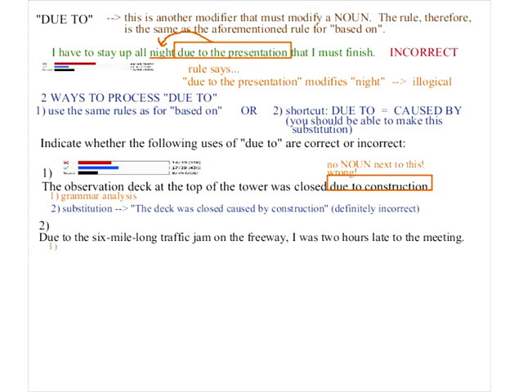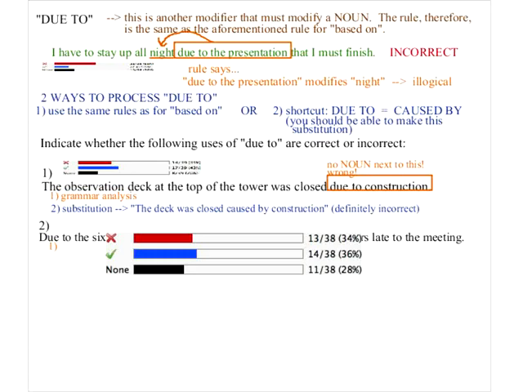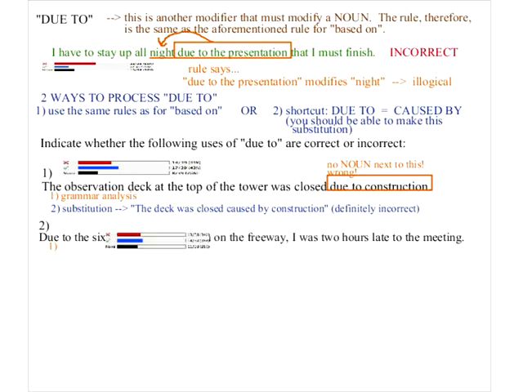Actually, first, let's get your statistics. Here's your statistics. So let's say you guys are having a harder time with due to than based on. What's interesting about this is that you actually have more resources for due to than you do for based on. So it's interesting that more of you guys are getting this wrong, because you can use all the same analysis that you could use for based on. Plus, you can substitute in caused by. So let's do both of these things. Grammar analysis.